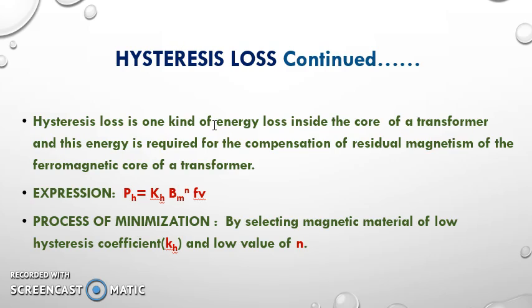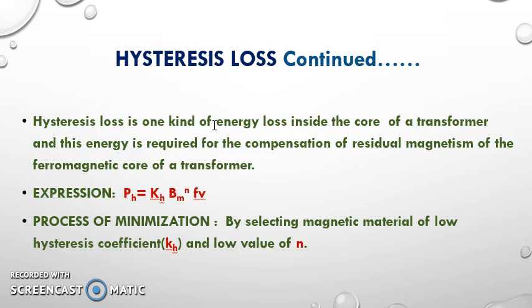As the core is made of ferromagnetic material, there will be some residual magnetism trapped inside the magnetic material. That means the total energy will not come back to the source. Some energy will remain inside the core in trapped condition, and that is called the hysteresis loss. So the loss of energy due to residual magnetism is termed as hysteresis loss. And what is the expression?